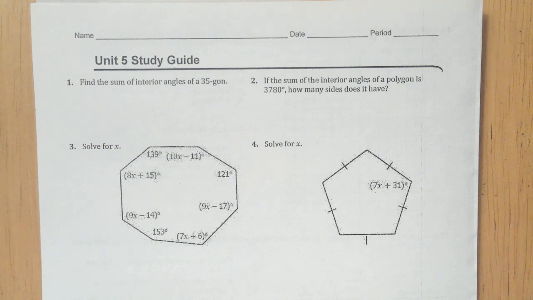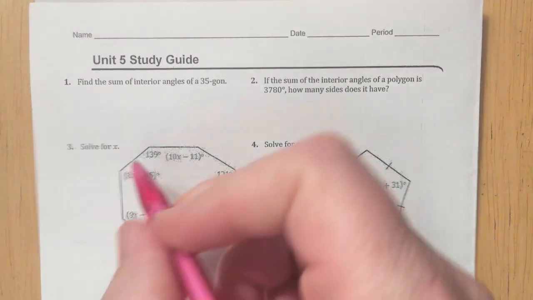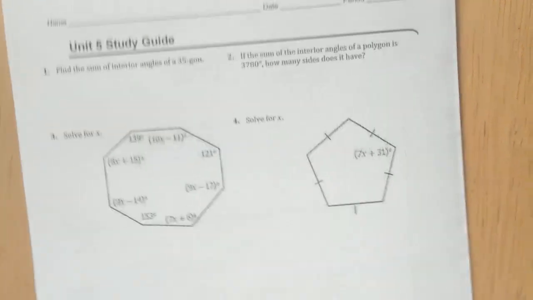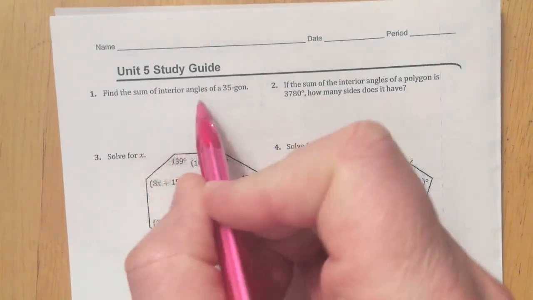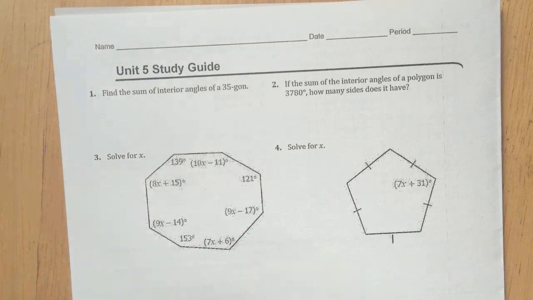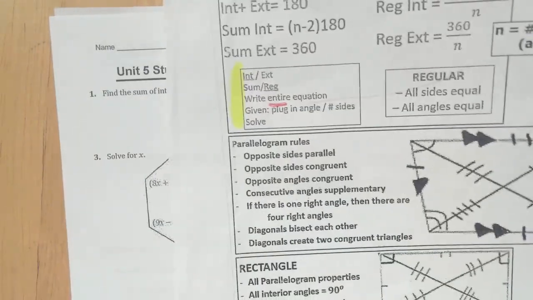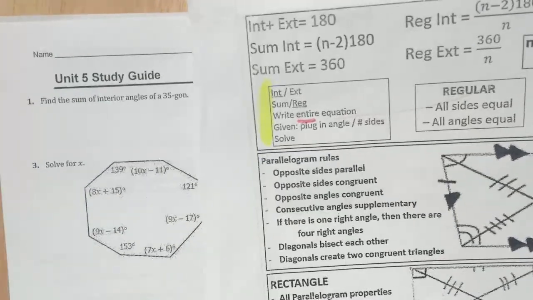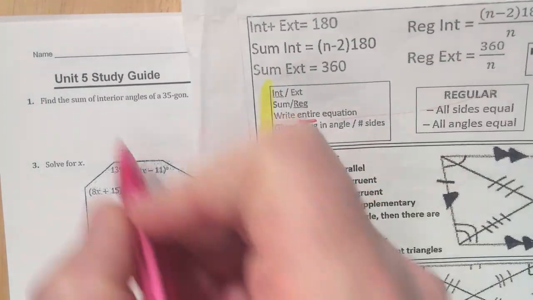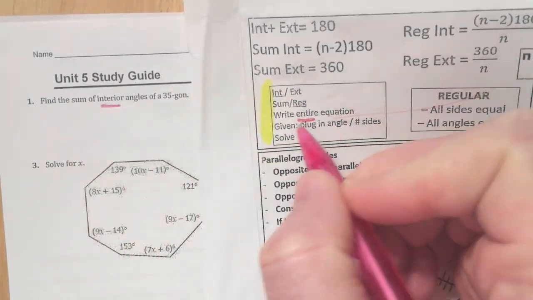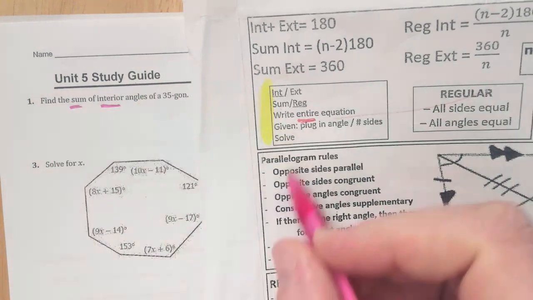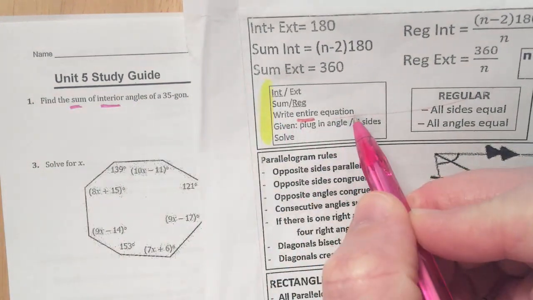Today we are going to be doing the Unit 5 Study Guide. And here we go. All right, so first of all, we're going to find the sum of the interior angles of a 35-gon. If we look at our hot topics, we're just going to follow these steps right here. Step 1, is it interior or exterior? They said interior. Is it sum or regular? Sum. Then write out the entire equation.